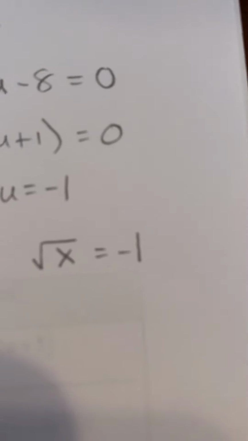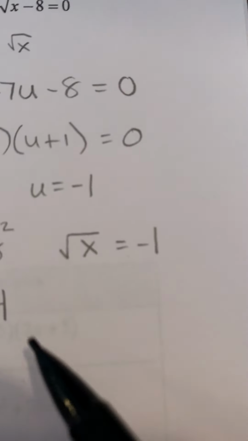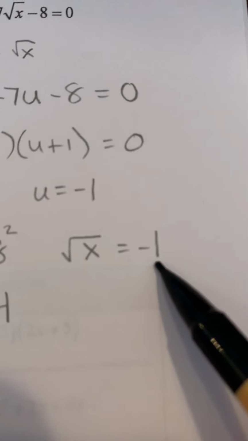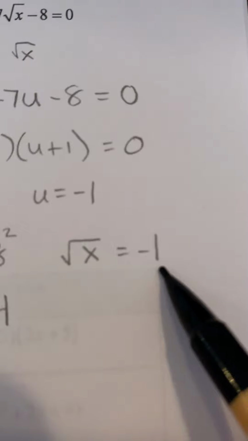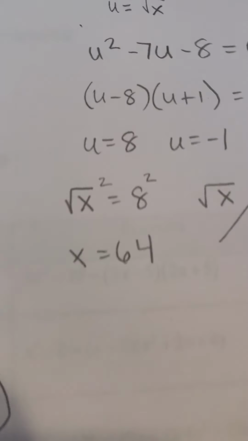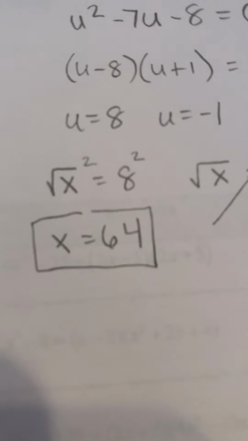Now over here, we have to be very careful. I'm not going to continue, because can you ever take a square root and get a negative answer? No. The only time you can get a negative answer is if there was a negative out front, which there is not. So this we cannot do. So with that being said, we only have one solution for this problem, and it is that x equals 64.